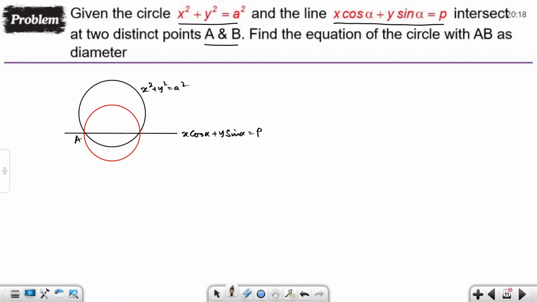This is A and this point is B. So you have to find out the equation of this circle. The red circle, you have to find out its equation where AB is the diameter of that circle. So what I will do? I will write any circle which is passing through the point of intersection of the given circle and the line, that is through the point A and B, is given by... Now let me write it in a general form.